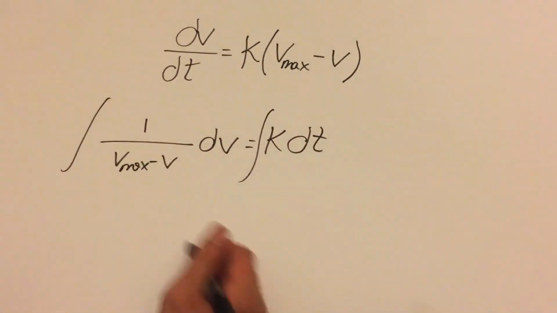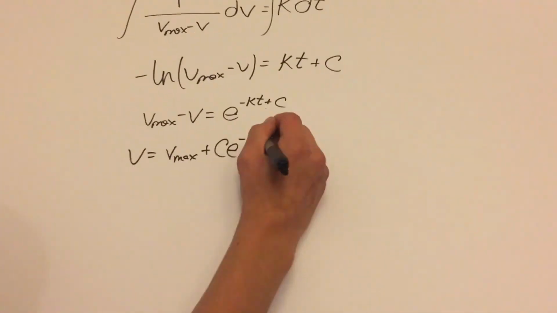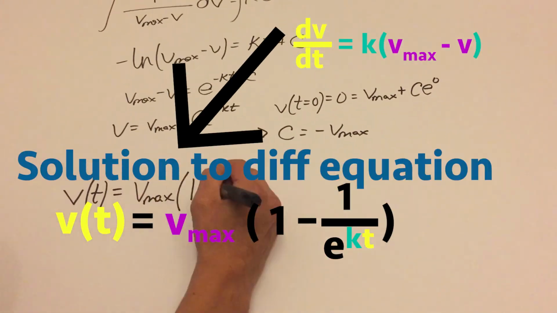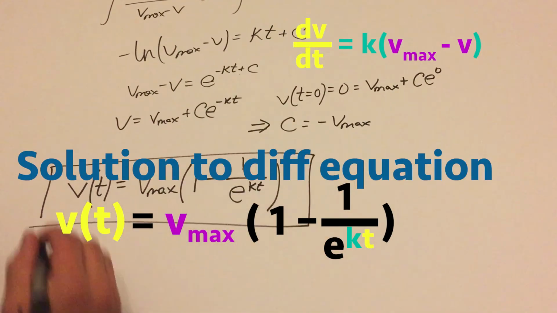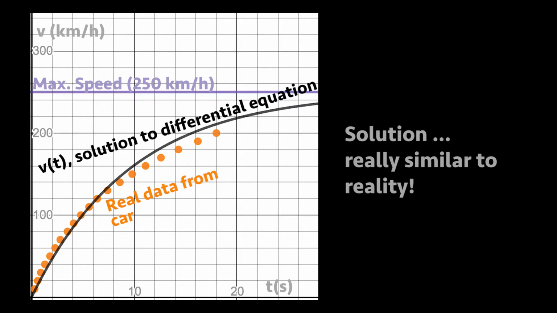Once the equation is solved, we apply the initial condition that it starts at rest, and you get this expression for the speed of the car. This is how our model compares to the real data from a 2015 Volkswagen Golf. Look how good it fits the model. We were able to get this quantitative model just by stating how the speed changes. This is the real power of differential equations.